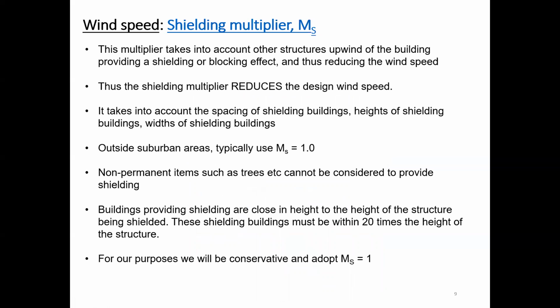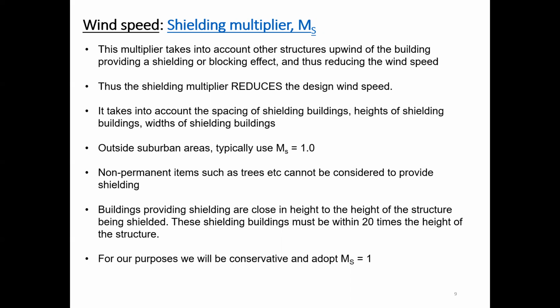So let's talk about the wind shielding multiplier. This multiplier takes into account other structures upwind of the building that provide a shielding or blocking effect and thus reduce the wind speed. Thus, the shielding multiplier reduces the design wind speed. It takes into account the spacing, heights, and widths of shielding buildings. So it obviously takes into account the geometry of the buildings that shield you.